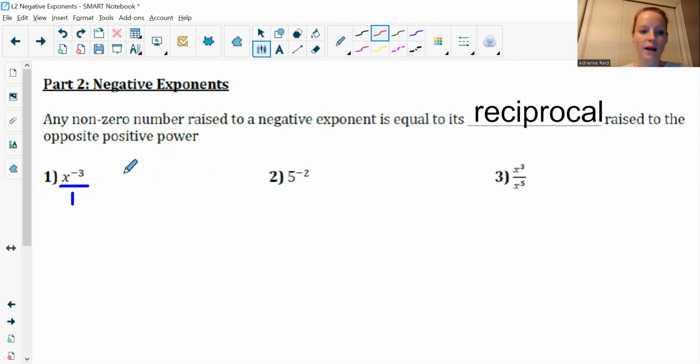So when I flip that upside down, I'm just going to make it into its reciprocal. I'm going to have 1 in the top, and then I'm going to have x to the power of +3 in the bottom. So this is the actual equivalent answer. We will always be practicing making sure our answers don't have any negative exponents in them. So we want to rectify that.